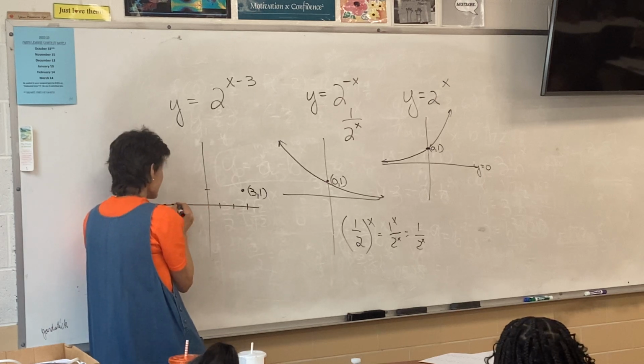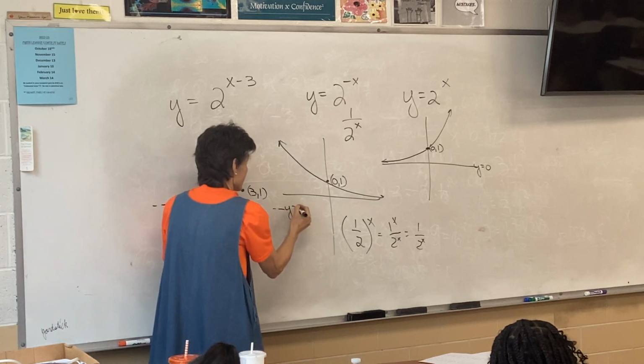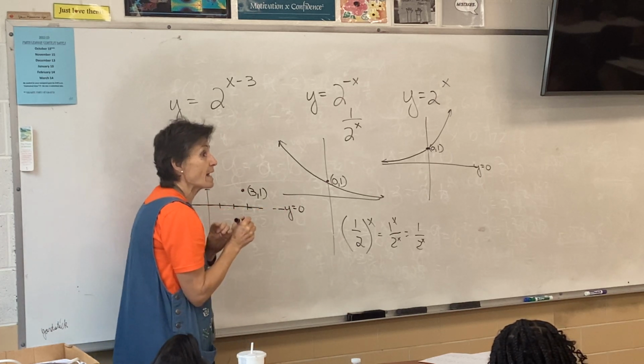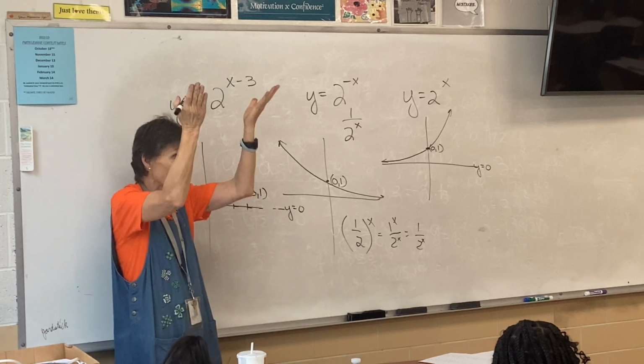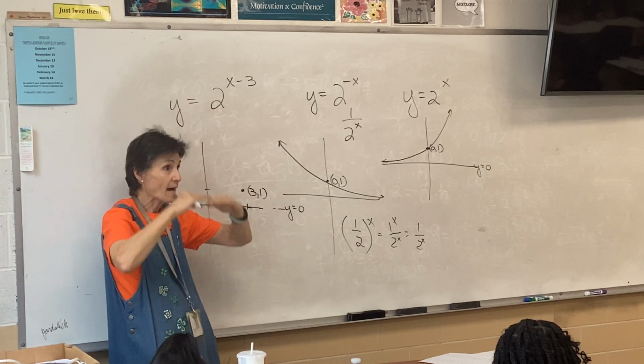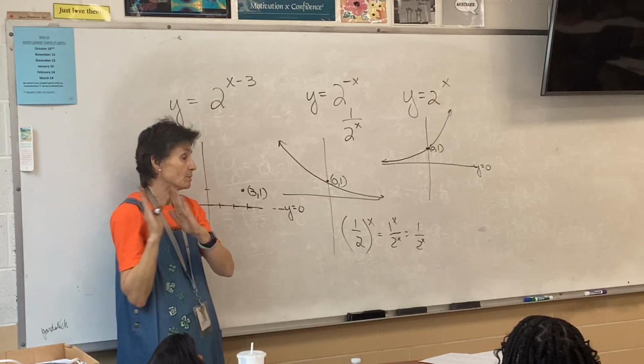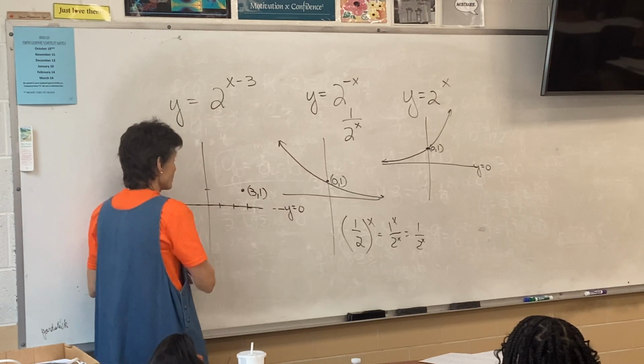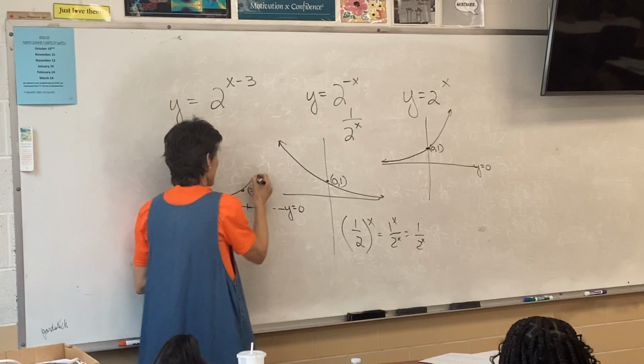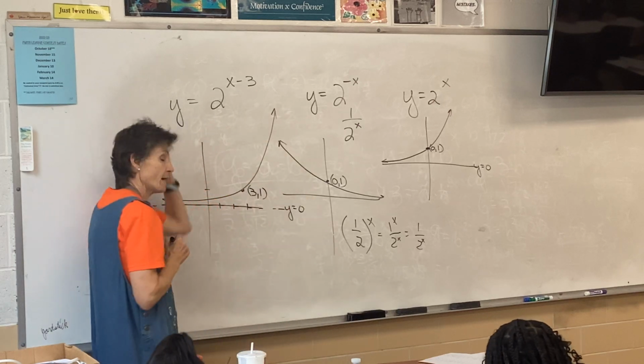Now, the asymptote hasn't changed. The only way the asymptote would change is if we lifted our picture up, then the asymptote would come up too, but we didn't, we shifted sideways, so the asymptote stays the same. So now we've got a picture that looks like that.